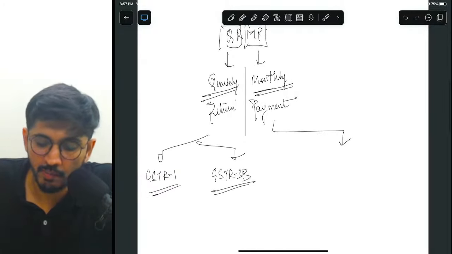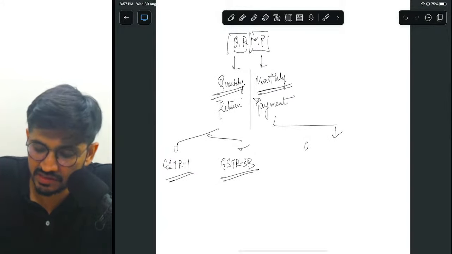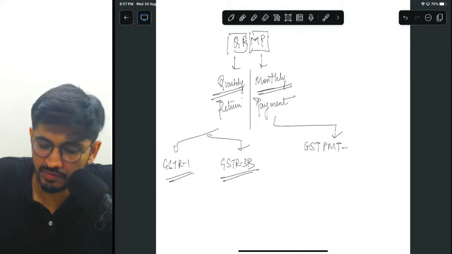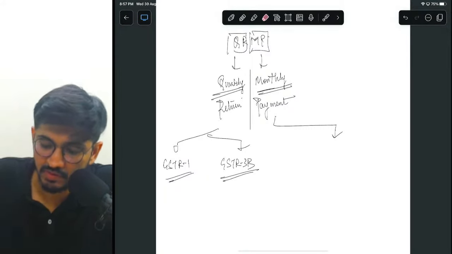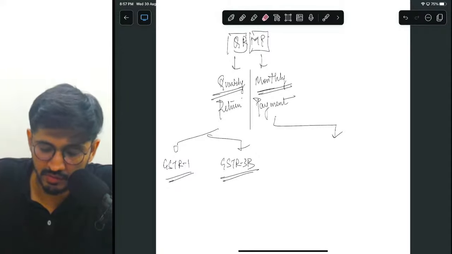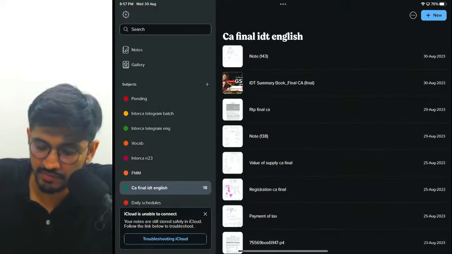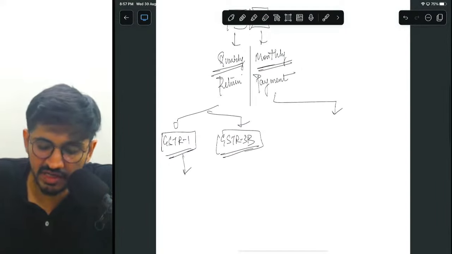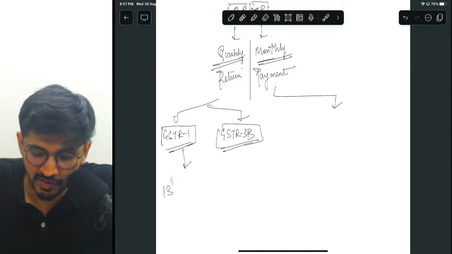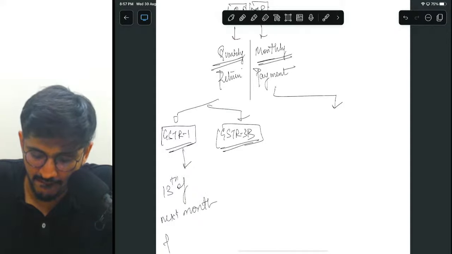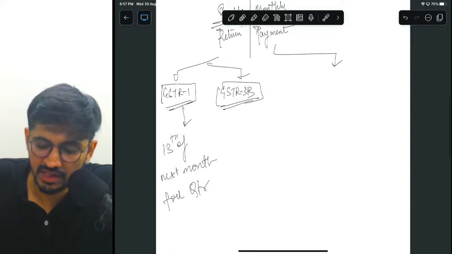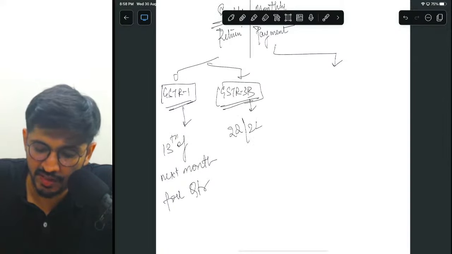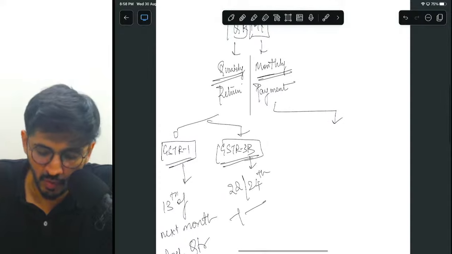And when it comes to monthly payment, it will be GST PMT-06. I'm so sorry. First, let's focus on GSTR1. My bad. GSTR1 is generally filed on the 11th of the next month. Here it will be the 13th of the next month following the quarter. And 3B will be on the 22nd or 24th of the next month following the quarter.